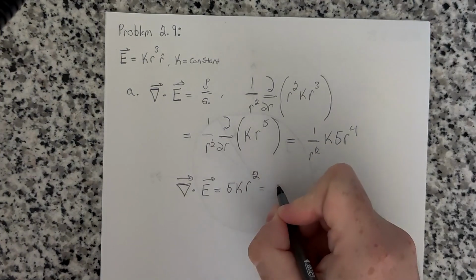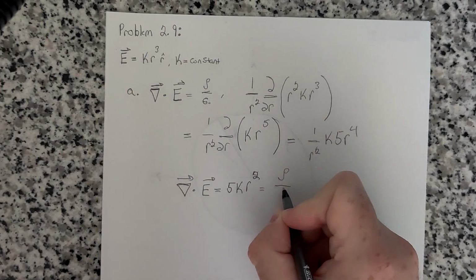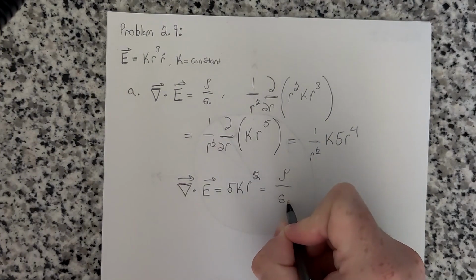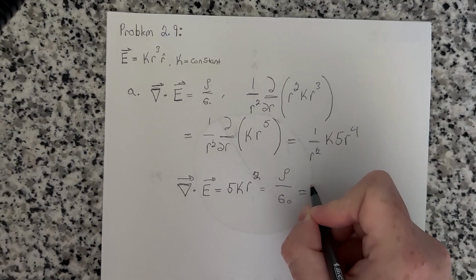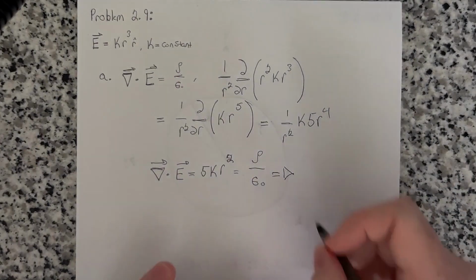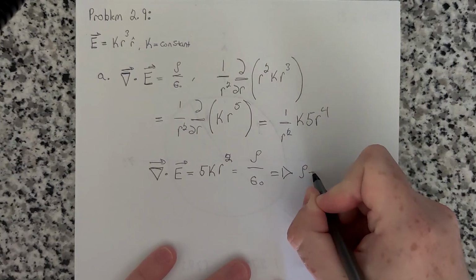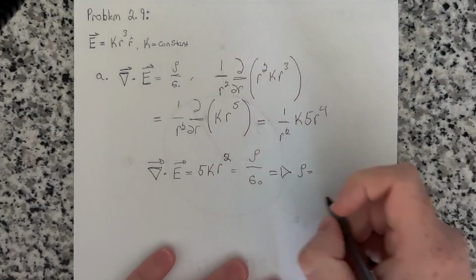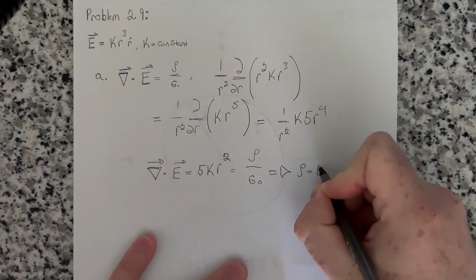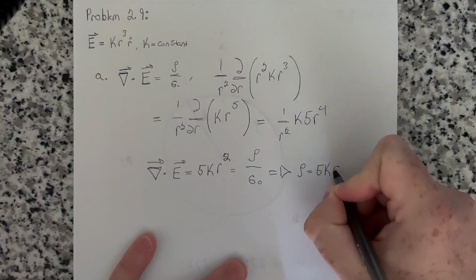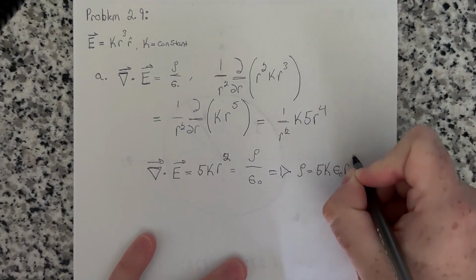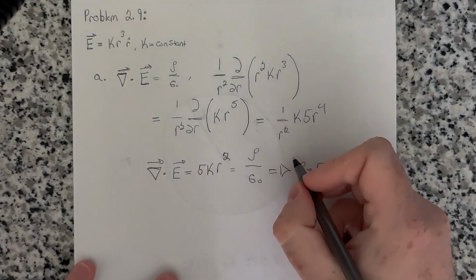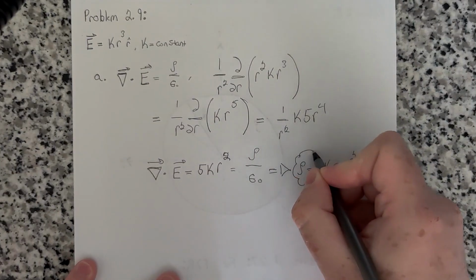And this is equal to the charge density rho divided by epsilon naught. Therefore, the charge density rho, just multiplying on both sides, is equal to 5k epsilon naught r squared. And this is our charge density.